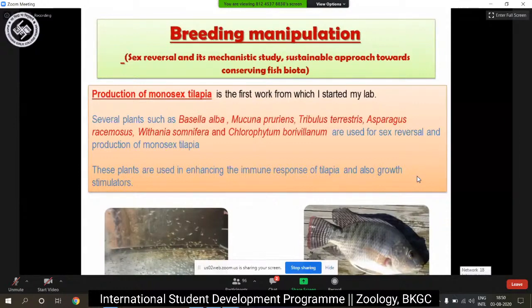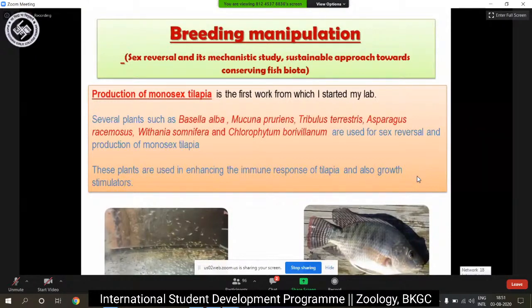So if we manipulate the endocrinal orientation in such a way that the fishes are produced in one particular sex in an environmentally sustainable mechanism, then it becomes very much associated with the development of techniques related to fishery, but using the knowledge of endocrinology.